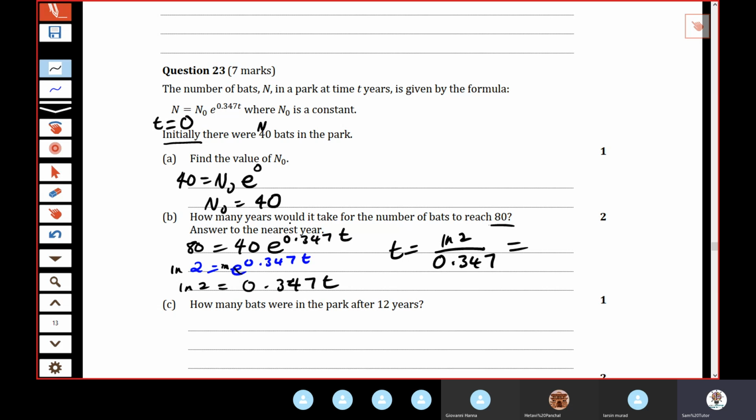That was 2 marks. Answer to the nearest year. Please don't get that wrong. So just be careful. 0.347. Nearest year should be 2 years. It says 1.99 for those.